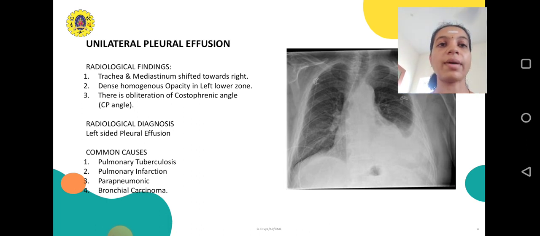Common causes: pulmonary tuberculosis, pulmonary infarction, parapneumonic effusion, bronchial carcinoma. Okay, these are the common causes. What are the common causes for these findings? Pulmonary tuberculosis, pulmonary infarction, parapneumonic effusion, bronchial carcinoma.